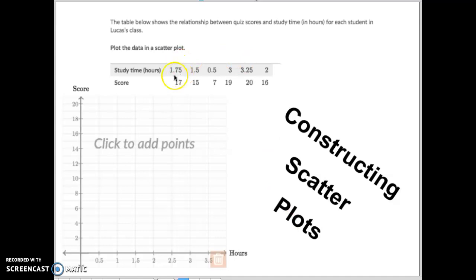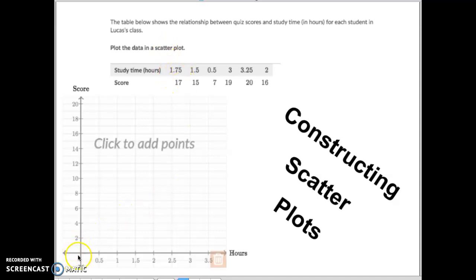So they're giving us this table below. The biggest thing to do when you start looking at this table right here is find your axes. So study time hours, you'll notice they have the hours as the x-axis, and they have the score over here as your y-axis. So x-axis in this case is on top, the y-axis is on bottom. So let's start graphing 1.75 and 17.